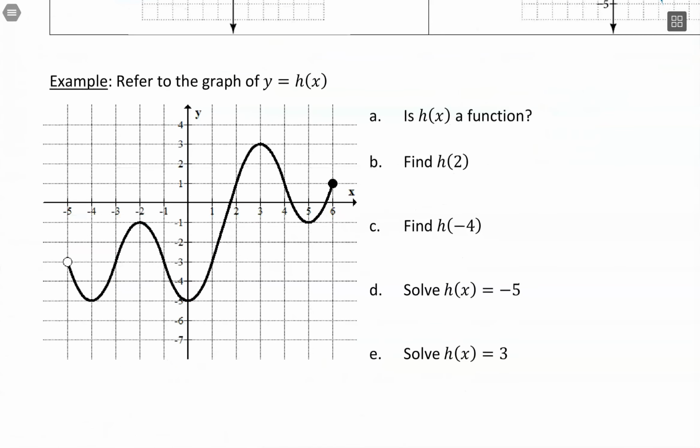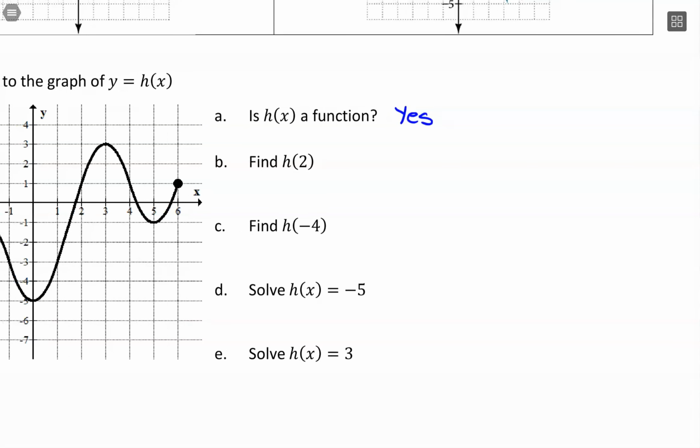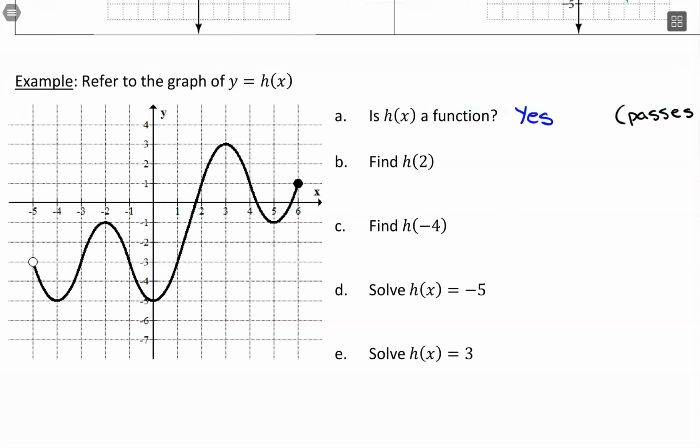Now, using our function notation with graphs, the first thing we can do is determine whether or not we have a function, so whether or not we should even answer these questions. If I imagine my vertical line test with this graph, we are all good. So yes, it is a function. If you're ever asked why, you could just say that it passes the vertical line test, or the VLT.